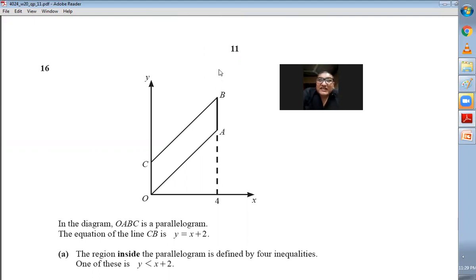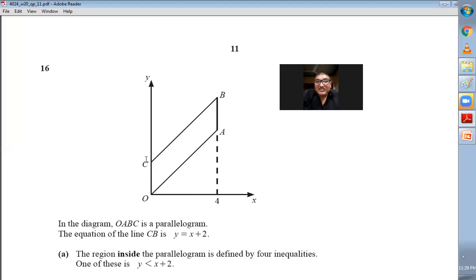This line is clearly a vertical line, and you know the equation of a vertical line is x equals to some number. This line OA is parallel to CB, so whatever the slope of CB is, the same will be the slope of OA. But one very important thing about OA is that it passes through the origin, so its y-intercept will be 0. So its equation will be simply y equals to mx.